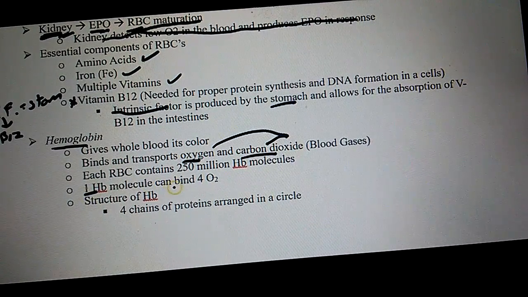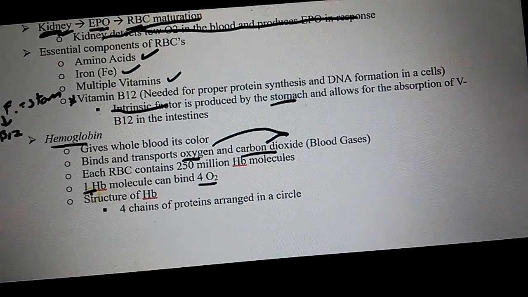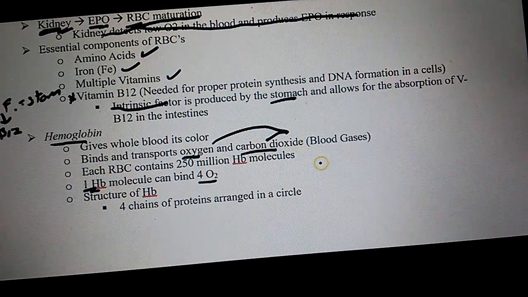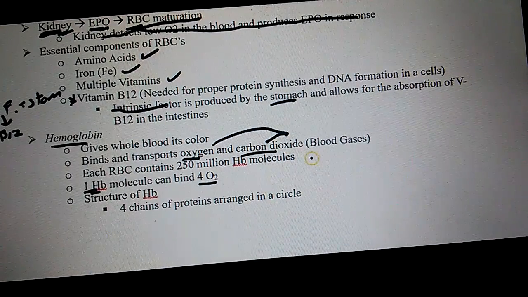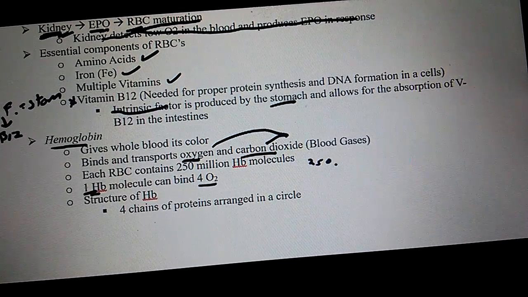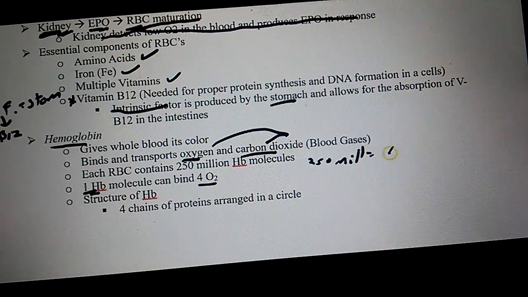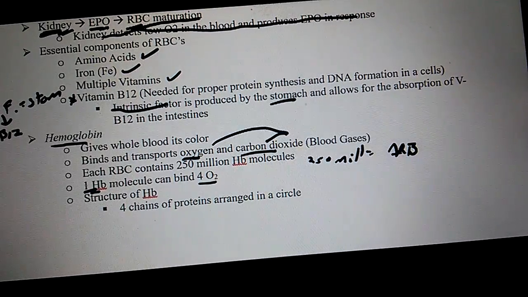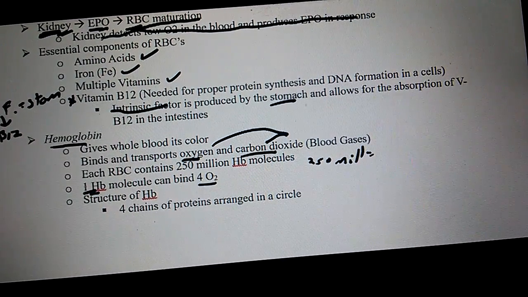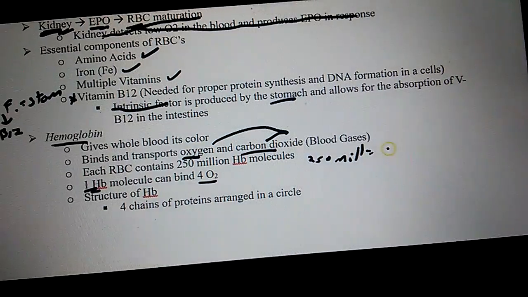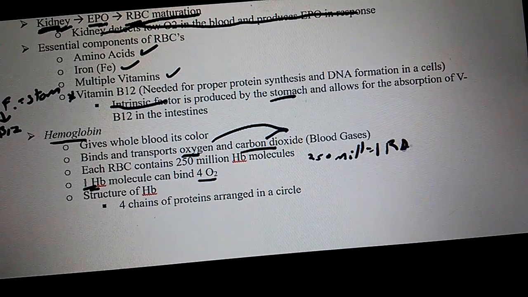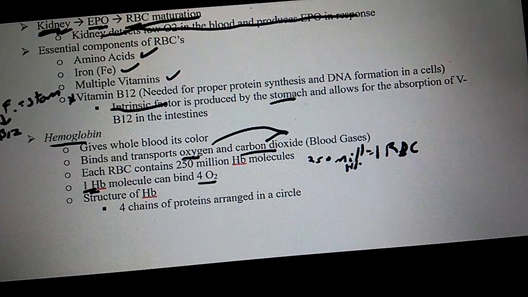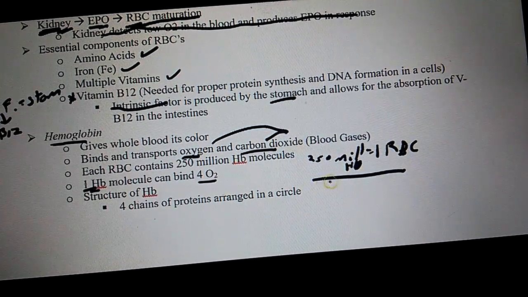One hemoglobin binds how many oxygens? 4. How many hemoglobin molecules are there in one single red blood cell? 250 million. So 250 million hemoglobin in one red blood cell.